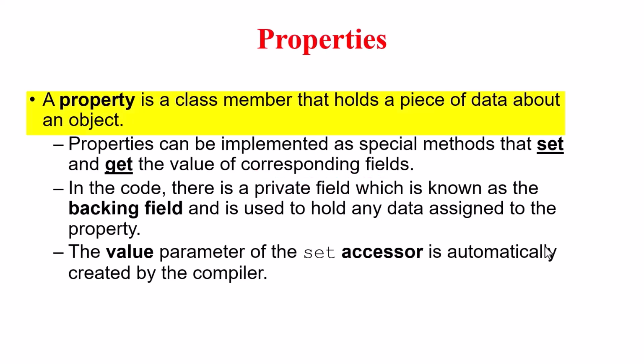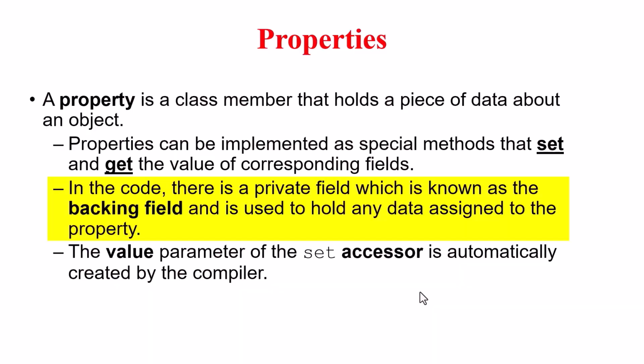A property is a class member that holds a piece of data about an object. Properties can be implemented as special methods that set and get the value of corresponding fields. Get, the word get, and set. You're going to be seeing a lot of that as you go forward. In fact, properties and the class themselves are going to seem very complex compared to what we saw in the last video. And we're going to be able to reduce that down to something very, very simple. But you need to understand all the pieces that are in there before you get to this simple version of it all.